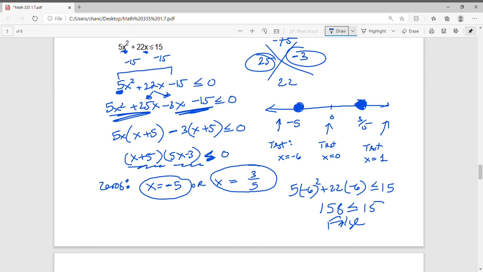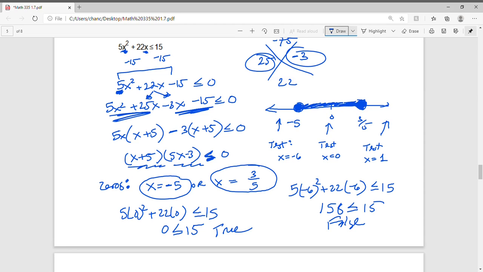Now we'll test again, x equals 0. So we have 5 times 0 squared plus 22 times 0. Is that less than or equal to 15? Obviously this is 0 less than or equal to 15, and this is true. So we're going to shade between.